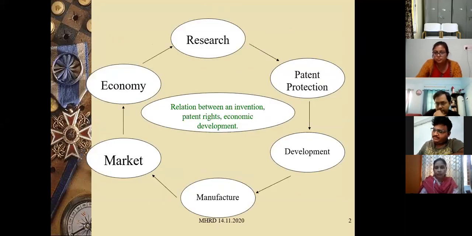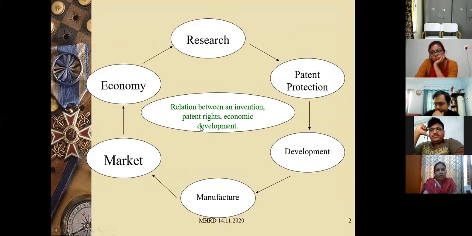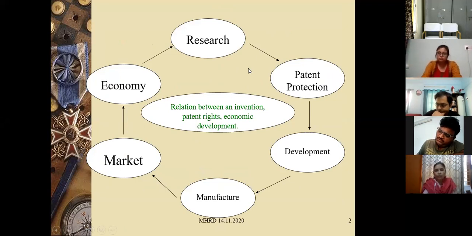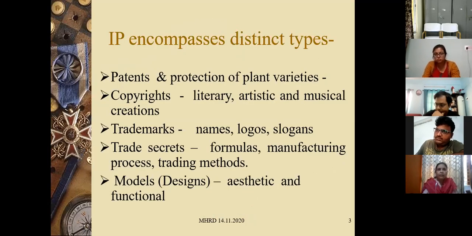Okay, let me go back. So this is what I was just describing. With this basic understanding, we will proceed with understanding the whole aspect of intellectual property rights, that there is a relation between an invention, patent rights, and economic development. We might be questioning ourselves why we, as teachers, should know about patent protection. But there is a relationship, and it will also contribute to the economy of the nation, apart from fetching some dividends for the inventor. So we will now move on to understand this.